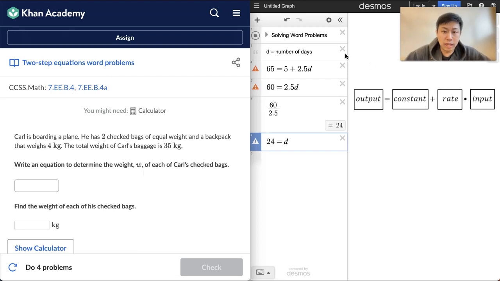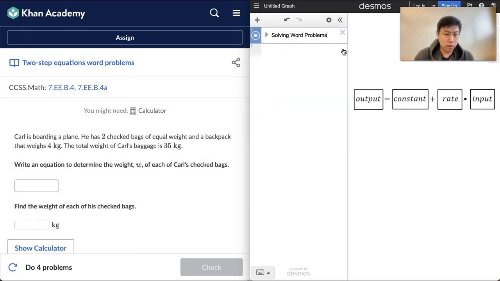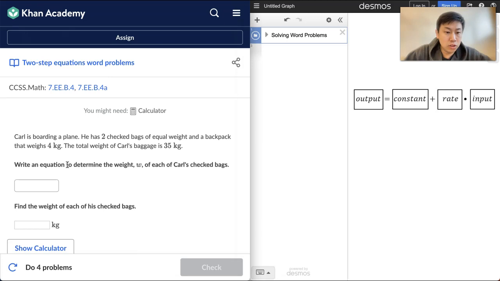Carl is boarding a plane. He has 2 checked bags of equal weight and a backpack that weighs 4 kilograms. The total weight of Carl's baggage is 35 kilograms. So I'll write an equation to determine the weight. I already know what I'm solving for, right? If you're reading this carefully, marking the text, to determine the weight, W, of each of Carl's checked bags, right? There's even the final description of what we're being asked: find the weight of each of his checked bags.